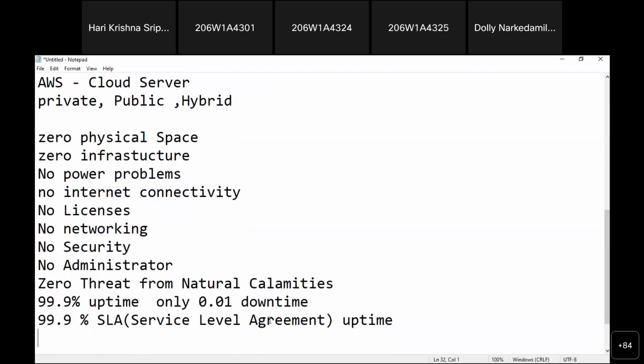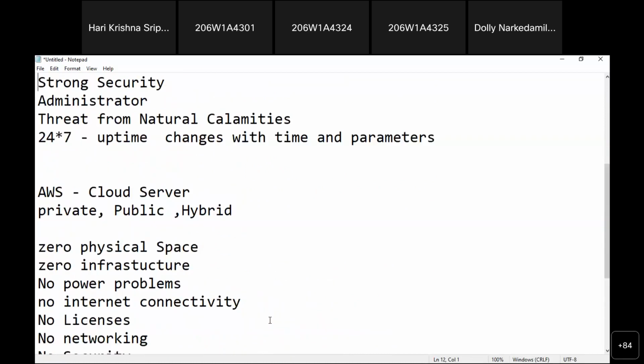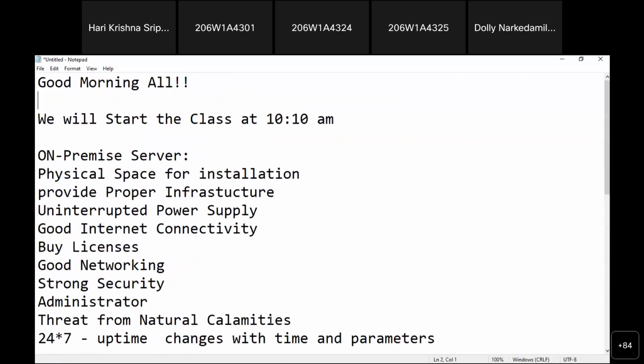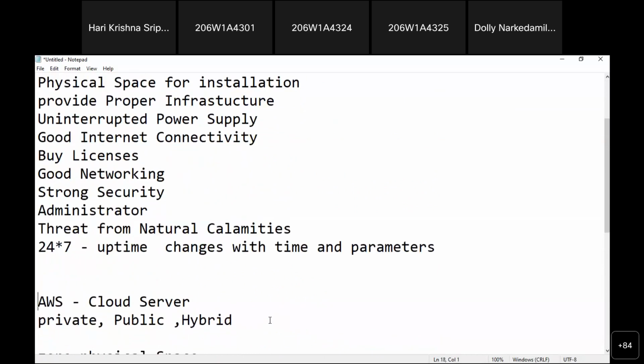Okay. So this is also one of the important topics. I hope you guys are making notes. The difference between on-premise and cloud server. This is a very important question.